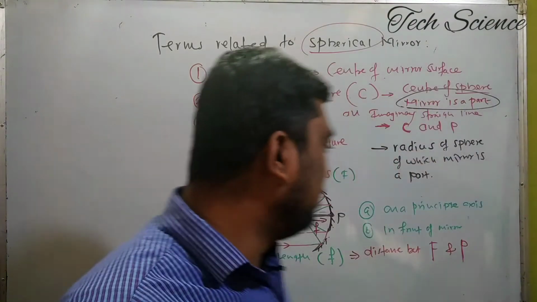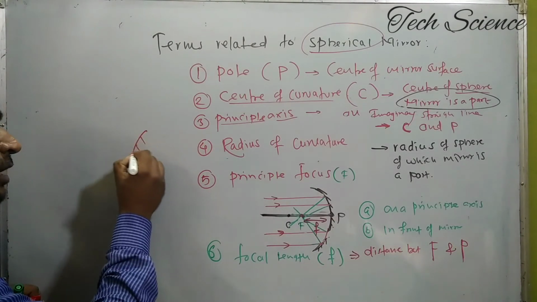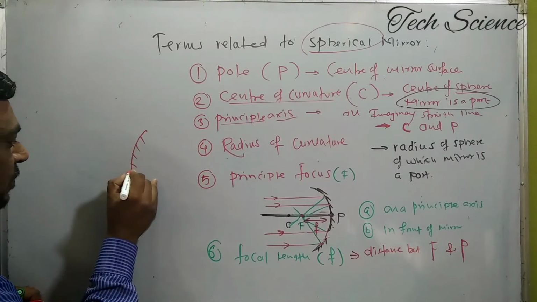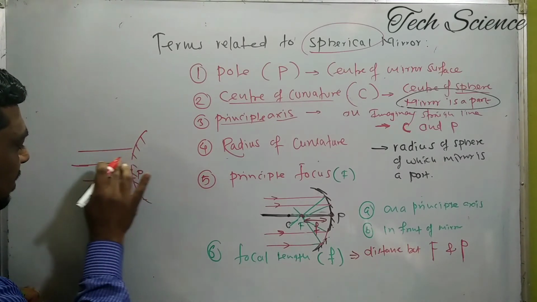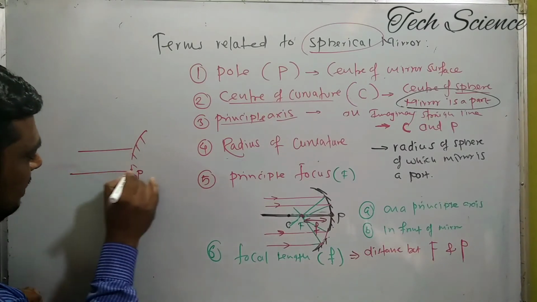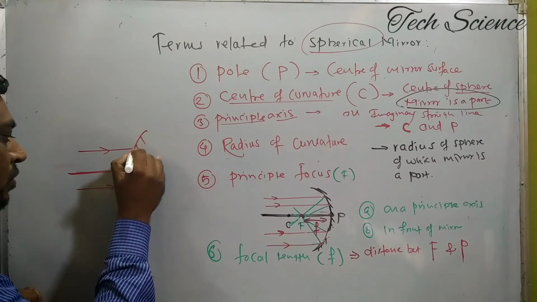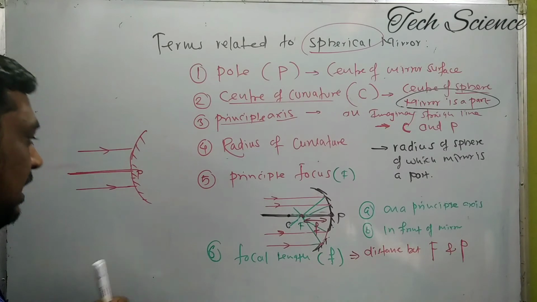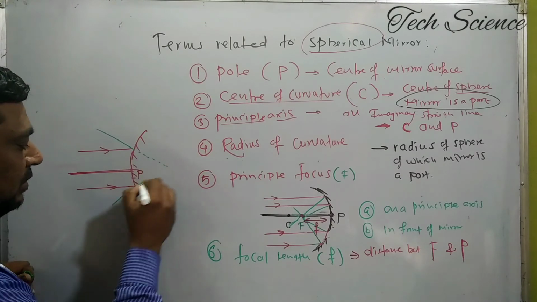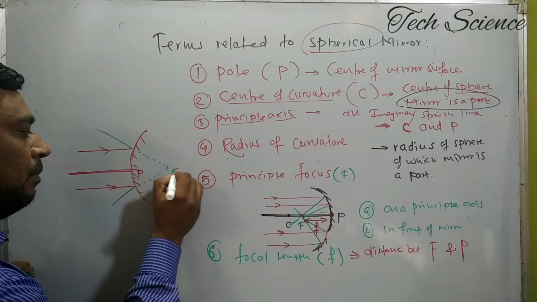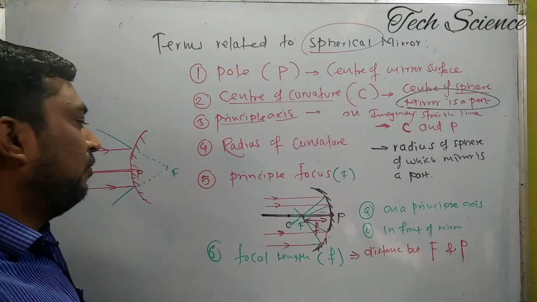Now the question is, what about the principal focus regarding the convex mirror? It's very simple. Here this is the convex mirror, am I right? This is the pole, and suppose this is the principal axis. Now what happens here? The light rays which are incident on the convex mirror are reflected back. When they are reflected back, they appear to meet behind the mirror. That is what is called the principal focus of the convex mirror.